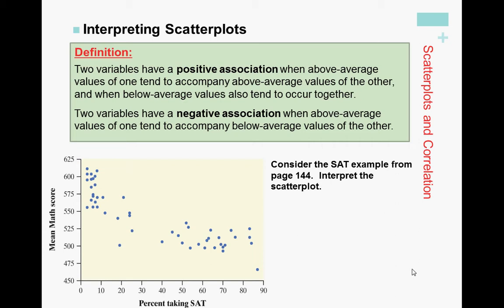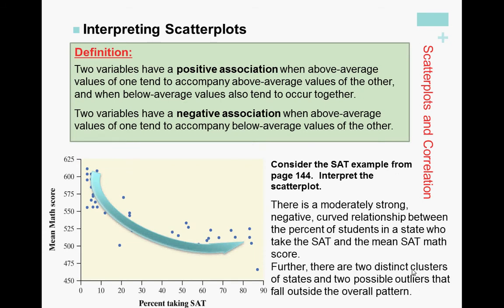Further, there are two distinct clusters of states and two possible outliers that fall outside the overall pattern. That would be the two you see that are a good bit below, the one that looks maybe around 20% and 500, kind of on the left side, and then the one way out to the right. Those look like they could be possible outliers. I'm going to back up just so you can see the two realms. If you look at the 30% mark for the SAT, it almost seems like we have one group off to the left and then another group off to the right. There seems to be kind of two separate groups here.